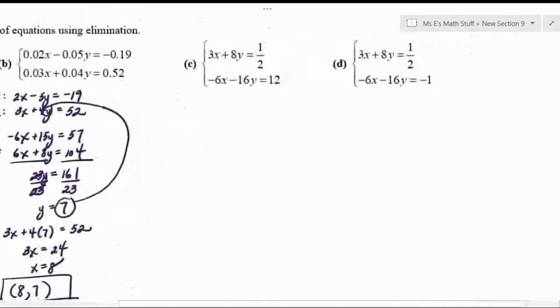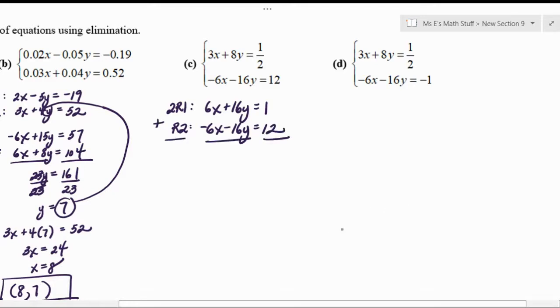So let's look at part C here. Part C, let's see, I don't know, let's eliminate x's. So I'm just going to multiply row 1 by 2. Oops, 1/2 times 2 is not 2. 1/2 times 2 is 1. Okay, and then I'm just going to take row 2 the way it is. And then let's add them together. And what would I have? Well, I'd have 0 x's and 0 y's. And then on the right side, I'd have 13.